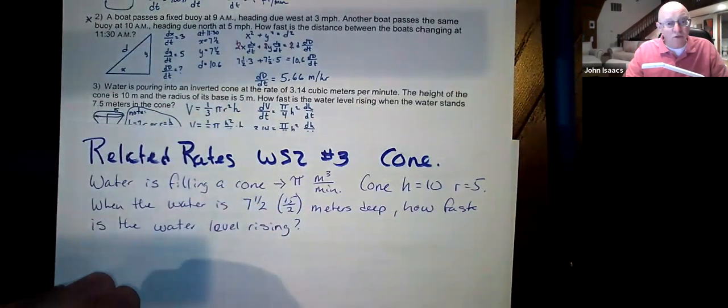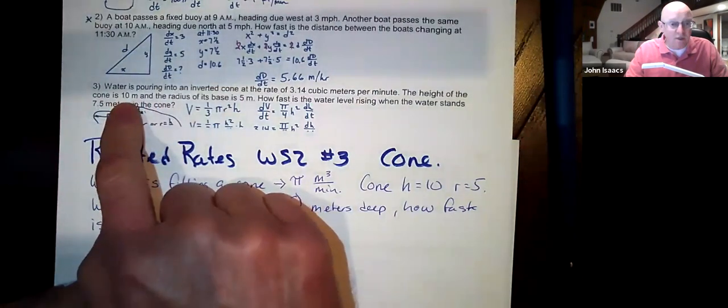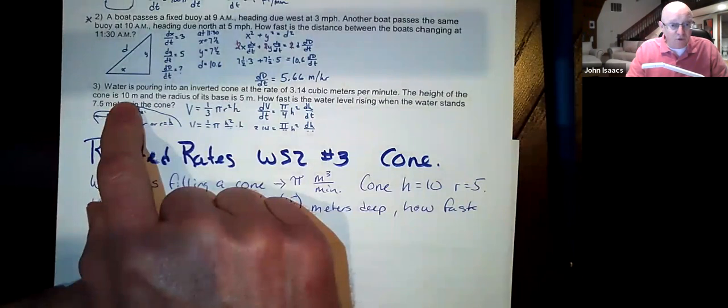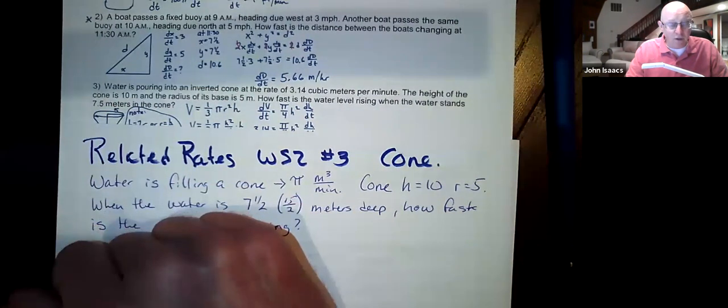Now, this is a large cone. 10 meters is more than 30 feet. So this is a cone that's more than 30 feet tall. It's taller than most of your houses. It's a very, very large cone.